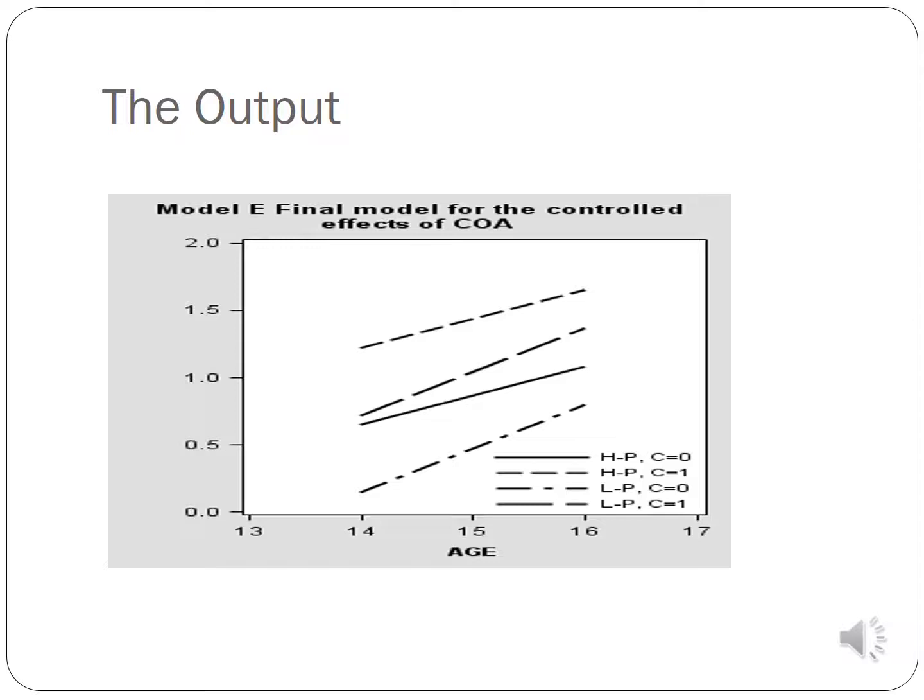So having said this, we now have COA, which is labeled as C here, at 0, 1, and 0, 1. We have a high peer drinking and low peer drinking. So HP is high peer and low peer. So the lowest trajectory here is low peer drinking and not having a parent with an alcohol problem. And that's the lowest starting point. And it's also the lowest end point, but it is the steepest change. So this would be something where we would suggest we need to follow these adolescents longer to see if that continues or if things balance out over time.